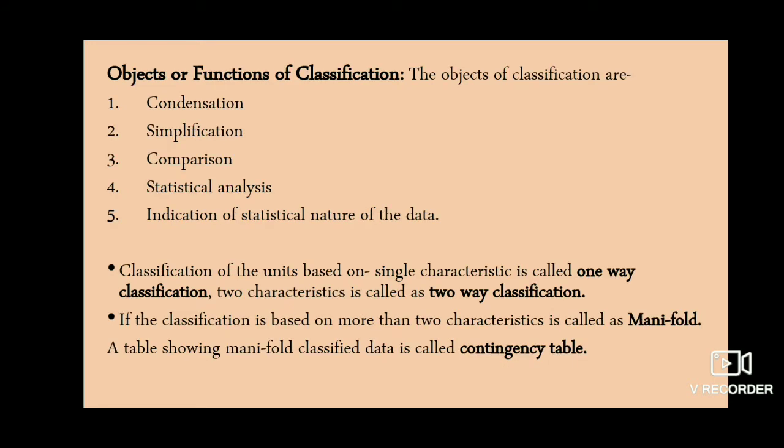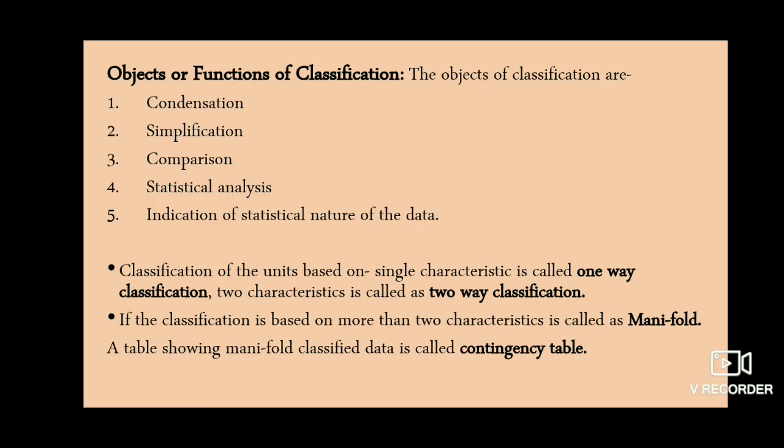The objects or functions of classification are condensation, simplification, comparison, statistical analysis, and indication of statistical nature of the data. The first object is condensation. Voluminous data is non-comprehensible, that is, it is not easily understood. So classification is used to reduce the bulk of the data and make it comprehensible. The second objective is simplification. By proper organization, it reduces the complexity and simplifies the data.